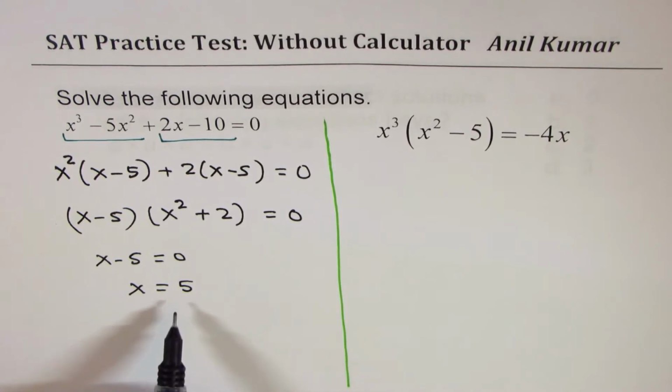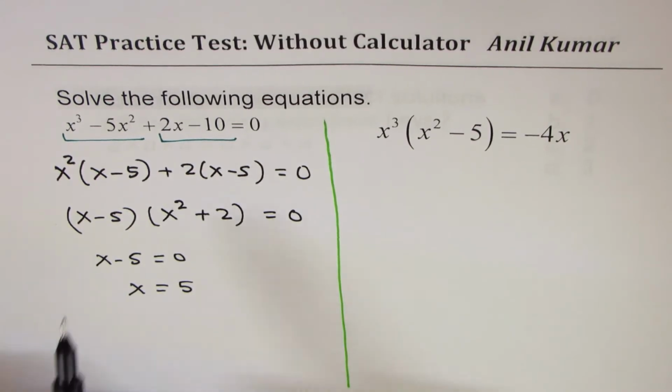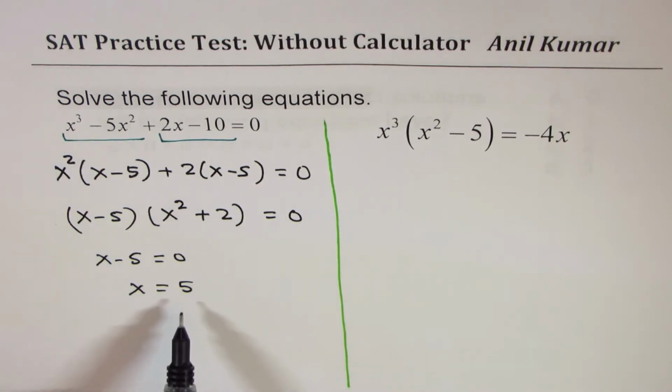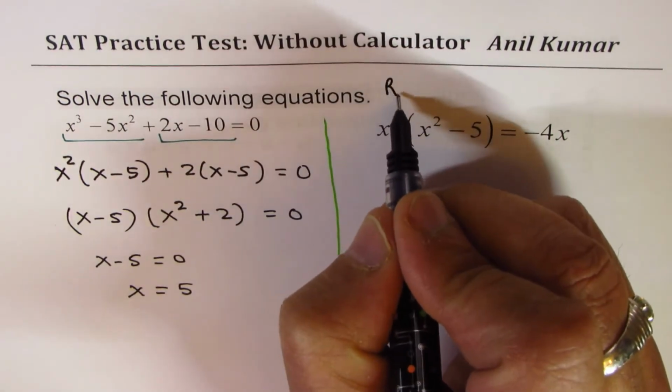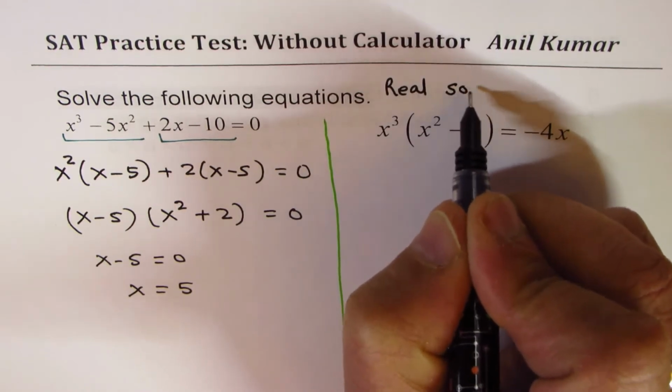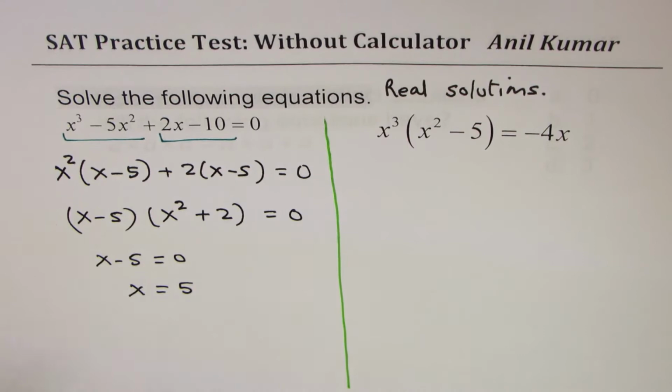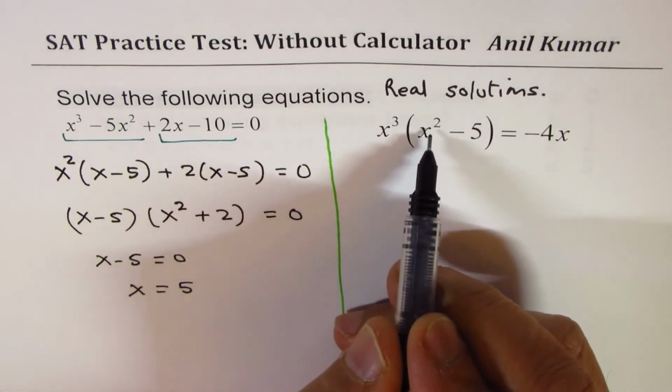So here we have only one solution. It is a cubic equation. We were expecting 3, but we have only one real solution. So let me write down real solution here. Okay. The next question here is x cubed times x squared, which gives 5.